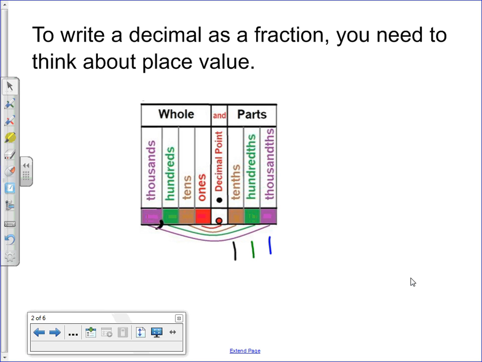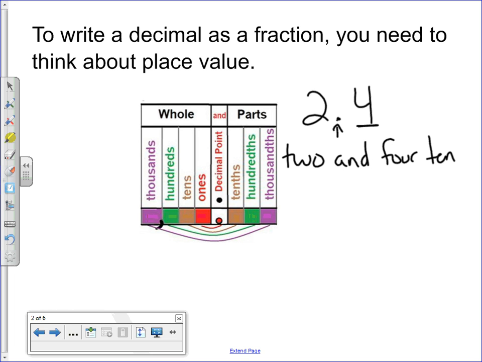The reason I point that out is because if you know how to properly read a decimal, meaning read it out loud, say it in words, it makes this so easy. So let's check this out. I'll show you a couple examples. If I have a decimal like 2.4, if I wanted to read that out loud, I would say 2, use the word and for the decimal, and then this number right here is a 4, and it's in the tenths place. So I would say 2 and 4 tenths.